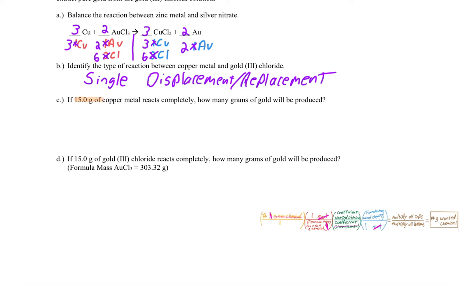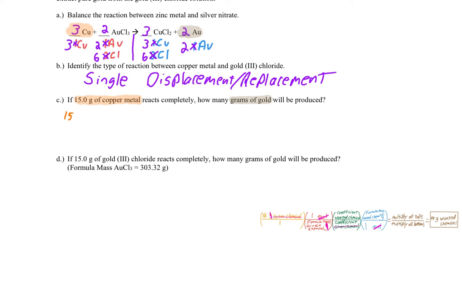Now I get to the stoich part. I got 2 stoich questions here. The first stoich question is grams of copper metal. That is my given. I want to know how many grams of gold are going to be made at the end.